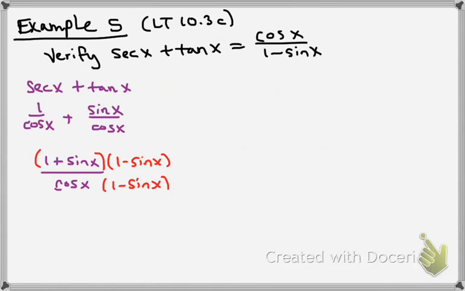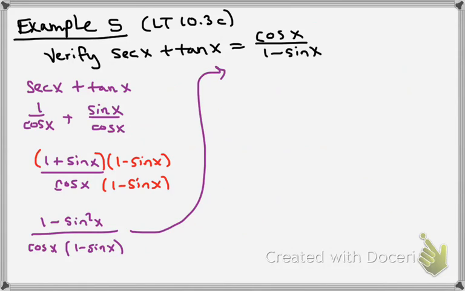So when I do that, I FOIL out the top, and I get 1 minus the sine squared of x. Because when I do my FOIL, my first terms would be 1. Outside would be a negative sine of x. Inside would be a positive sine of x. So those two end up canceling. And then the last terms would be the sine of x times the negative sine of x, giving me the negative sine squared of x. And then over, I'm just going to leave this. I'm not going to distribute it out or anything, because there's a chance that I might be able to cancel something later. So on the bottom, I have the cosine of x times 1 minus the sine of x.